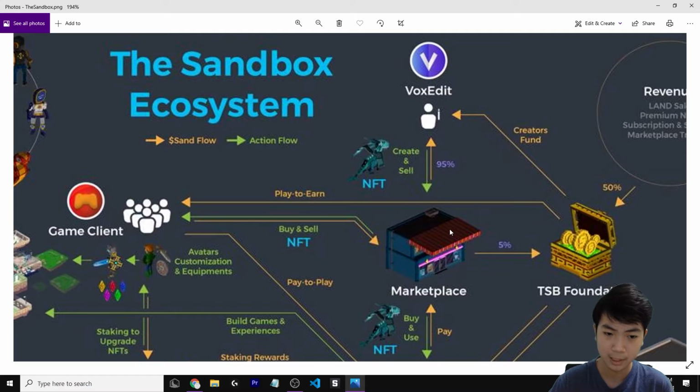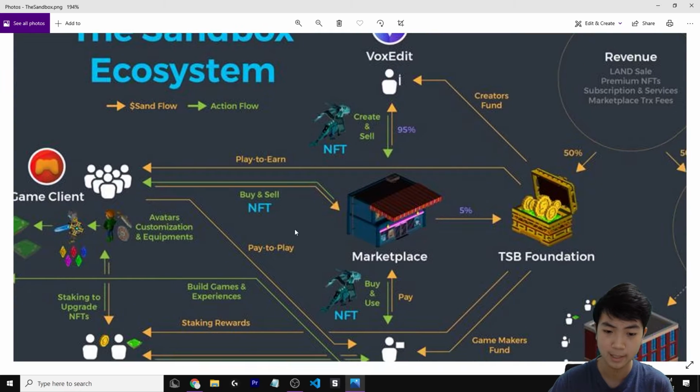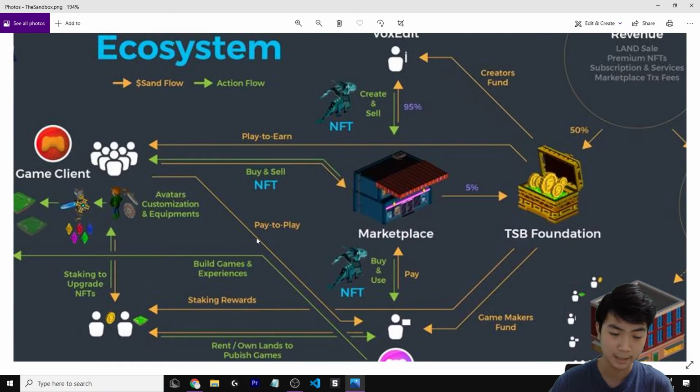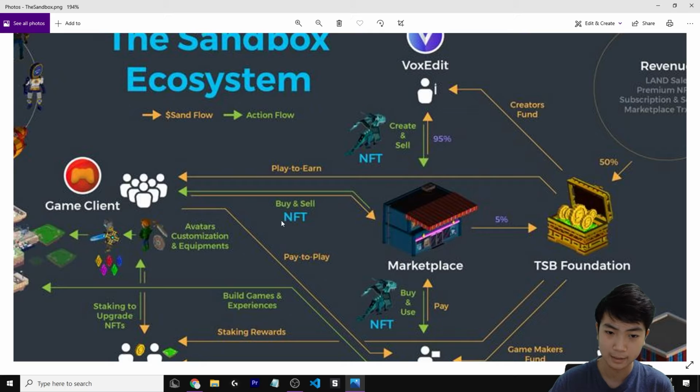Okay, now let's look at the game client. So the game client is basically the players who just play the game, I guess. And once they play the game, they actually need to pay to play the game maker's game that they created. And once they did that, they can actually earn money by doing so. The Tsp Foundation will give them more money if they play more.